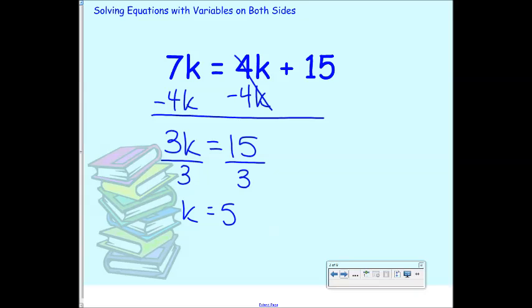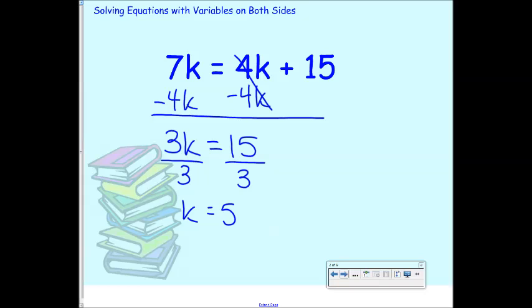Okay? So just because there's variables on both sides, does it make it that much harder? No, it doesn't even change what you're doing. You just have to collect your variables first. Okay? And when I say collect your variables, what I mean is get all your stuff with a k on one side and all your stuff that has no k on the other side.